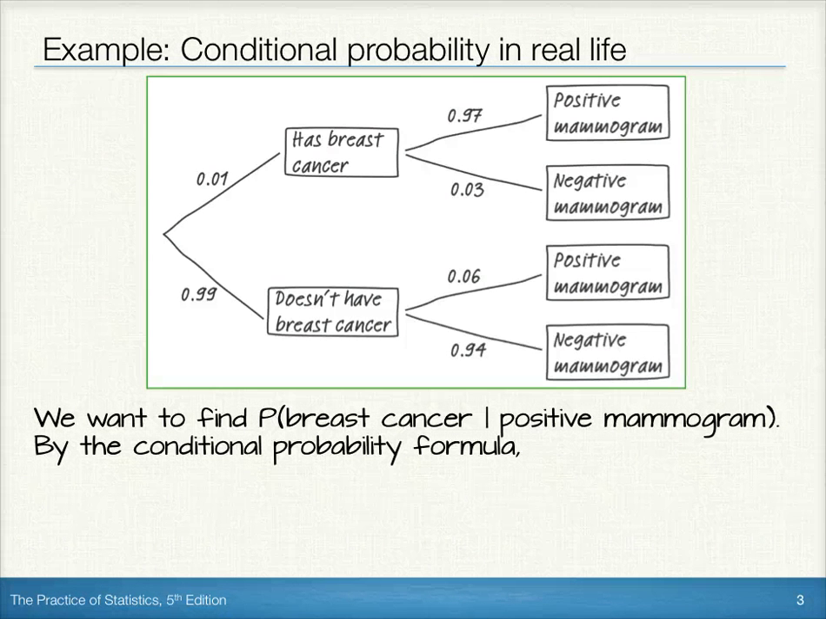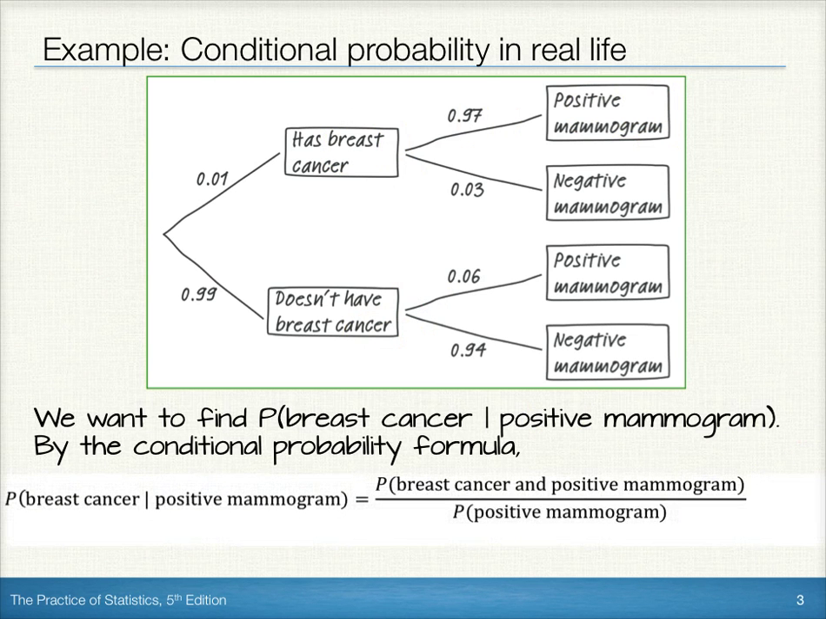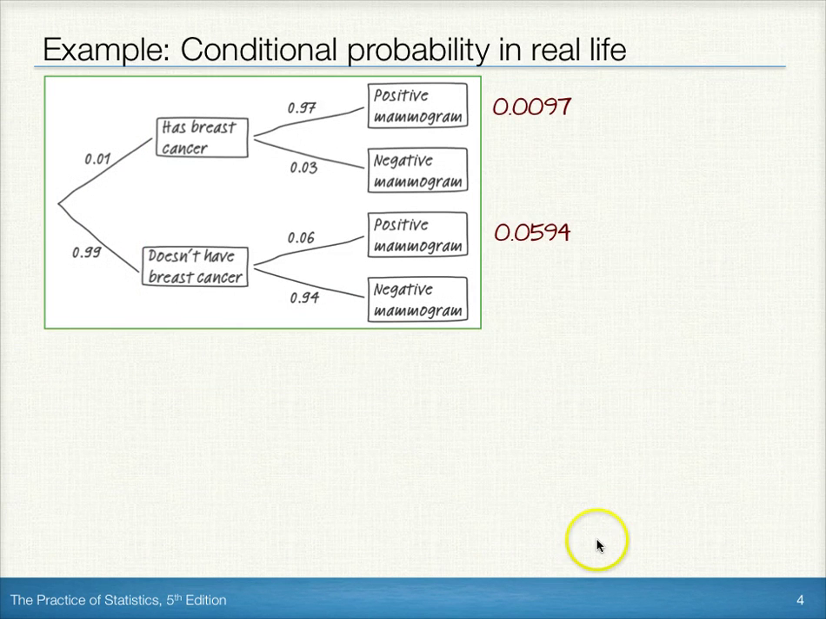We want to find the probability that somebody has breast cancer given they have a positive mammogram. Well, based on the tree diagram, we can see there are two ways to end up with a positive mammogram, depending on whether or not you have breast cancer. To find the probability, we'll have to find the probability of having breast cancer and getting a positive mammogram, and divide that by the probability of simply getting a positive mammogram.